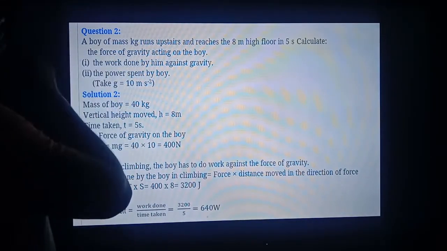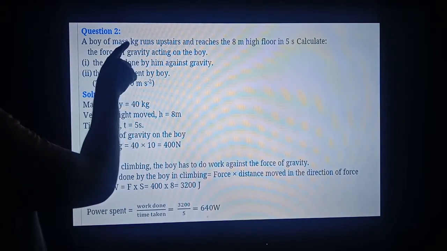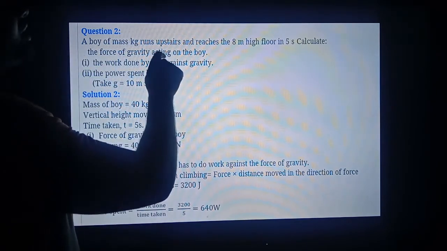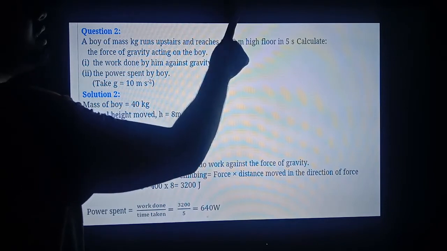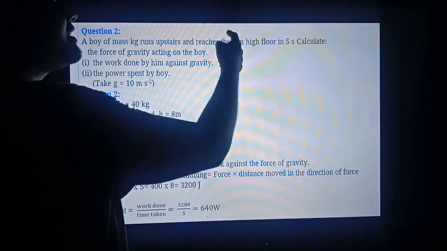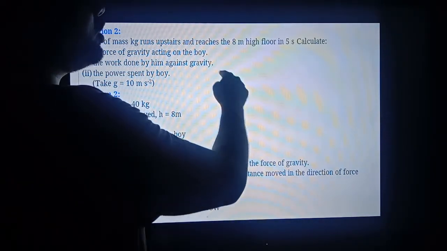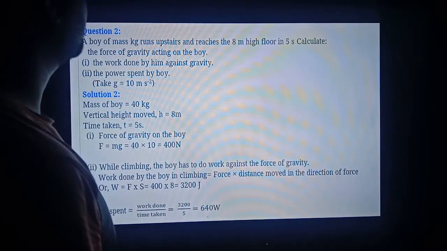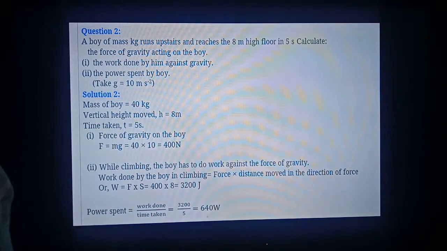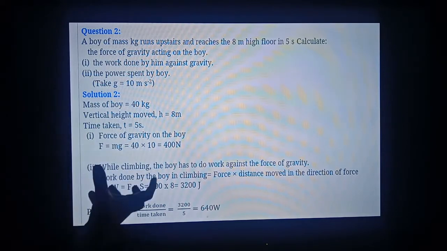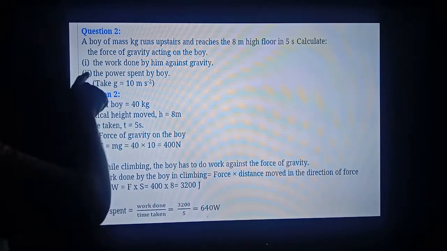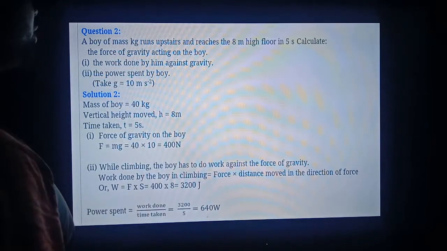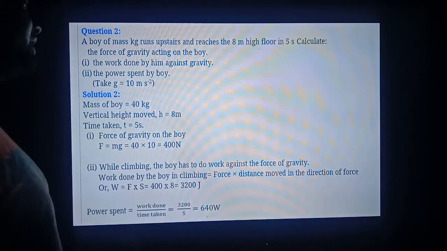A boy of mass 40 kg, right here that is 40 kg, runs upstairs and reaches the 8 meter high. This is distance H or S or D, whatever you have to consider it. High floor in 5 seconds. Calculate the force of gravity acting on the body, means force you have to calculate, and then the work done by him against gravity, W you have to calculate, and the power spent by him.